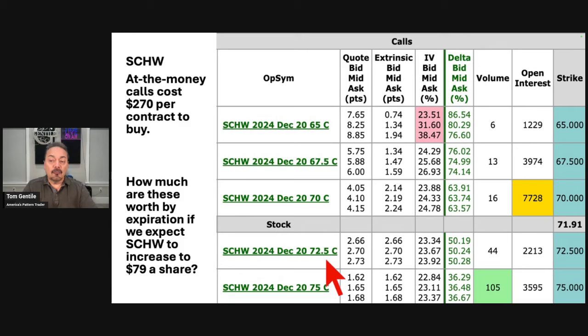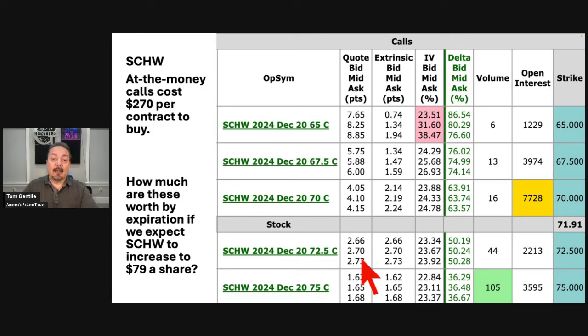If Schwab goes to $79 a share, what are these options worth? Well, if you take 79 and you subtract 72.50 from that, you get 6.5 points. So you're talking about an option that you pay $2.70 for, that if it hits our target would have a minimum of $6.5. Is that more than a double? Yes or no? Yes. It's much better than a double.